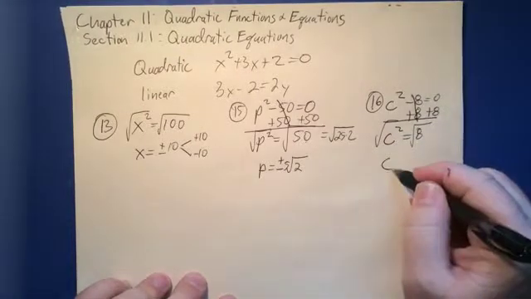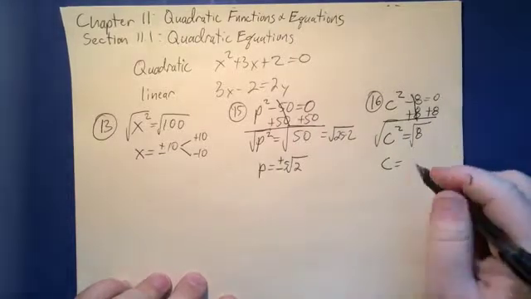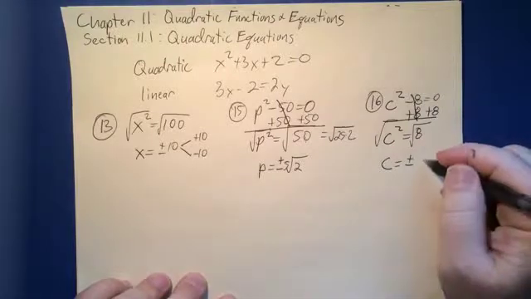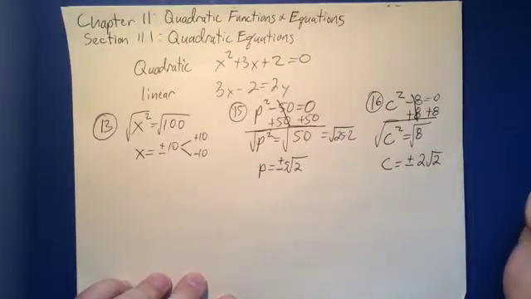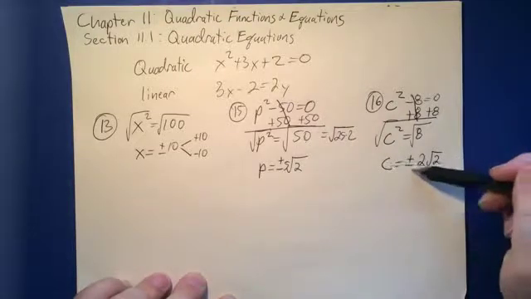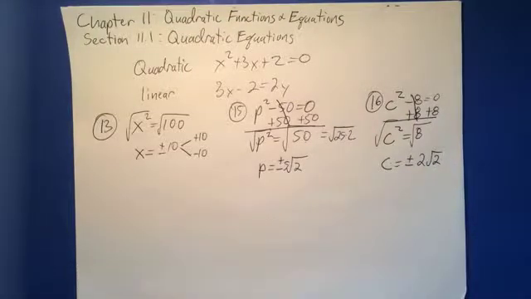The square root of c squared will be c. And then the square root of 8 is going to be plus and minus. Well, that's going to be 4 times 2. So this is going to simplify to 2 radical 2. So the values of c are going to be plus 2 radical 2 and minus 2 radical 2.